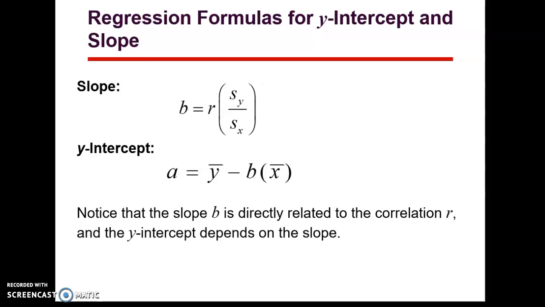If you look at the slope, you can actually memorize this formula. The slope is equal to r times s sub y over s sub x, where s sub y is the sample standard deviation for the y variable, and s sub x is the standard deviation for the x variable. The variance is s squared. And you can calculate the y-intercept by taking the average for y and subtracting b times the average value for the x's.